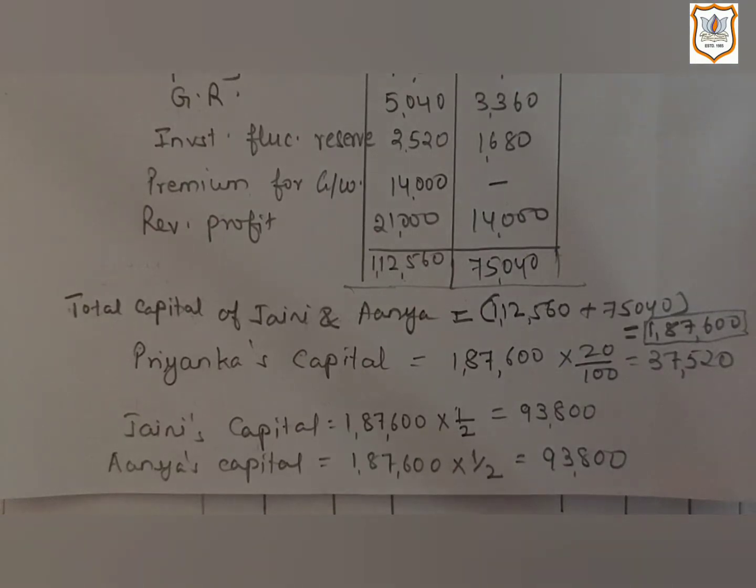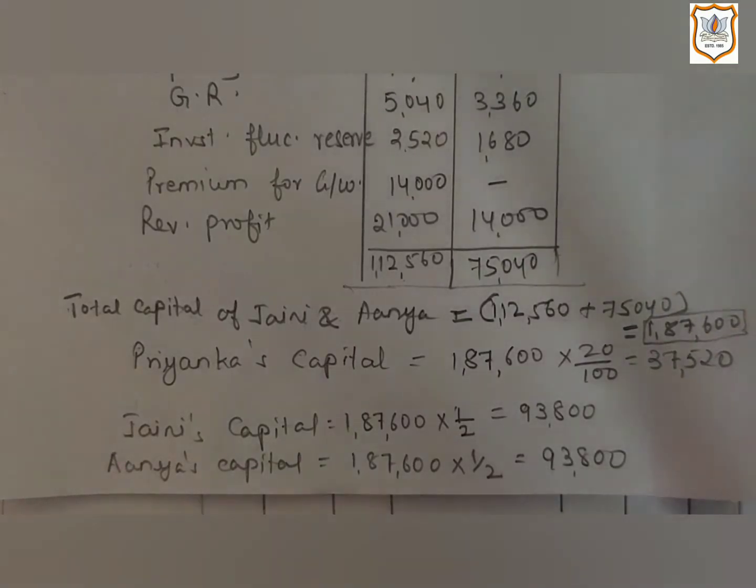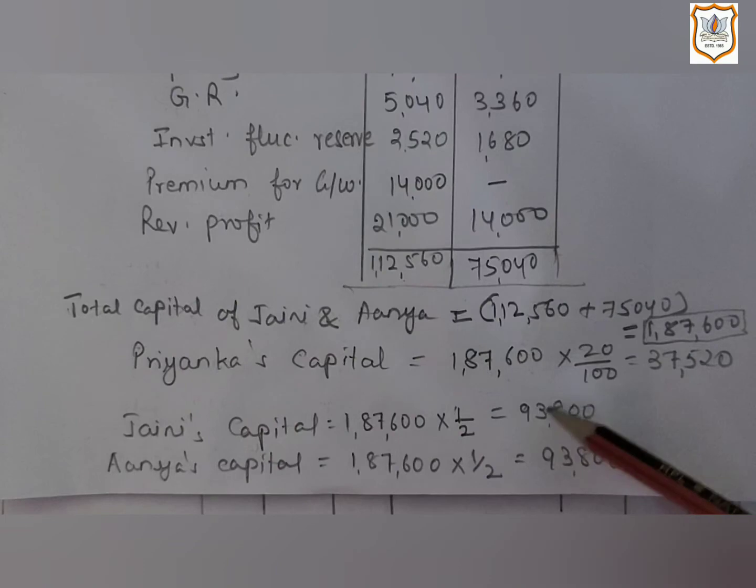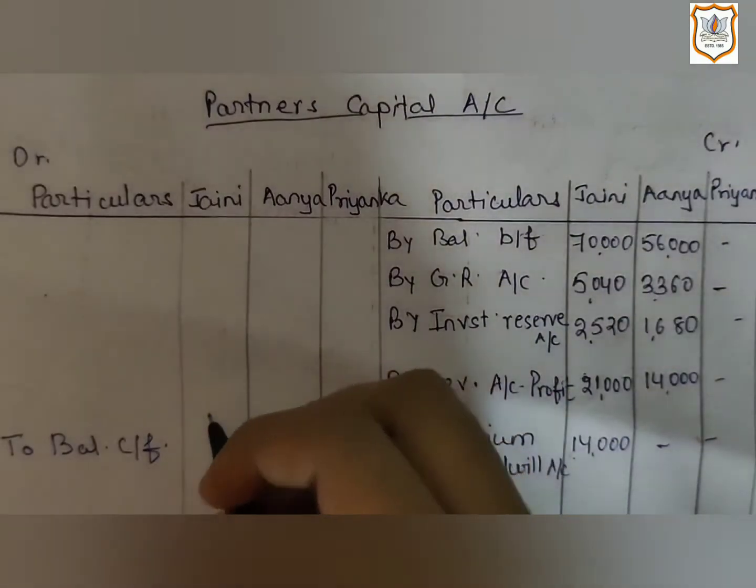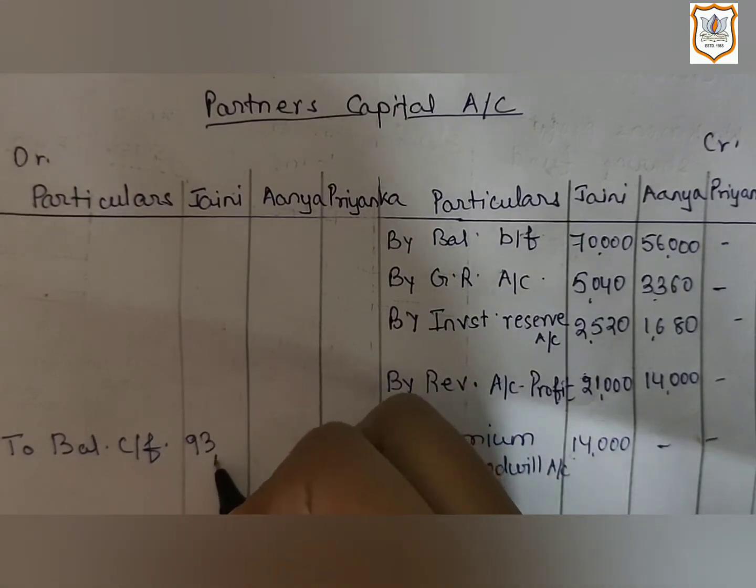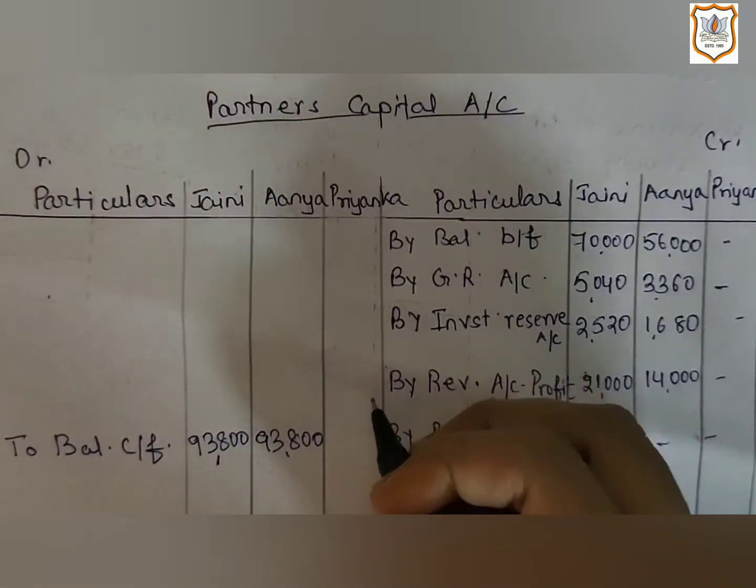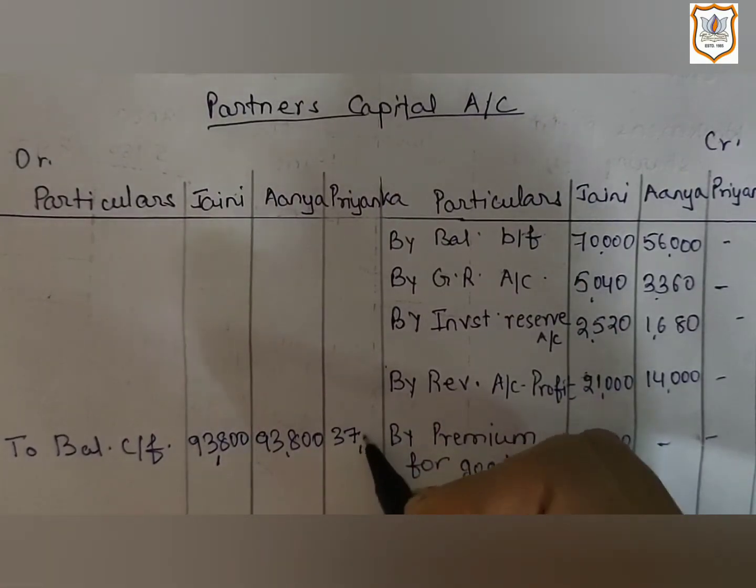And now we need to find out the individual capital of Jenny and Anya, regarding which it is given in point number 8 that the total capital of the old partners Jenny and Anya after all adjustments will be maintained in their relative new ratio, and their relative new ratio is 2:2, that is equal. We can also call it 1:1. So according to that, 1,87,600 multiplied by 1 by 2, we will get 93,800. So 93,800 is the capital of Jenny and 93,800 is the capital of Anya. So let's record the capital which we just found out. Jenny's capital is 93,800, Anya's capital is again 93,800 and Priyanka's capital is 37,520.